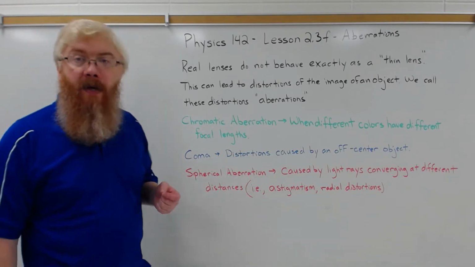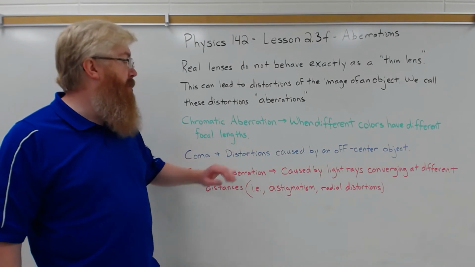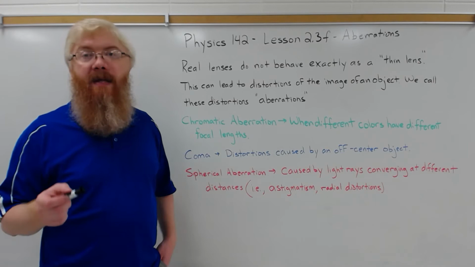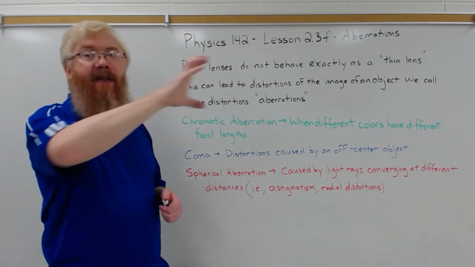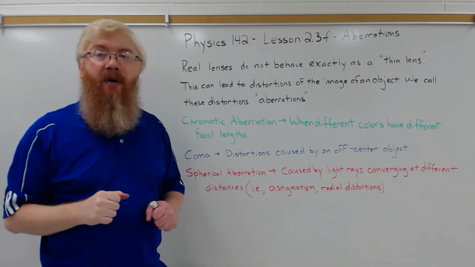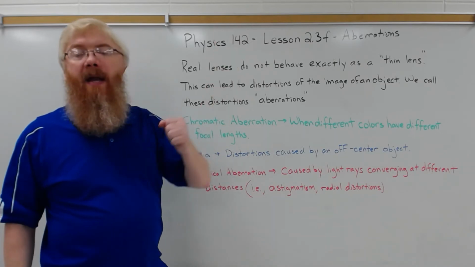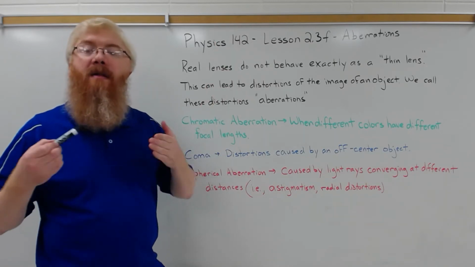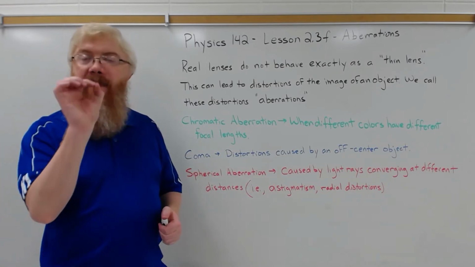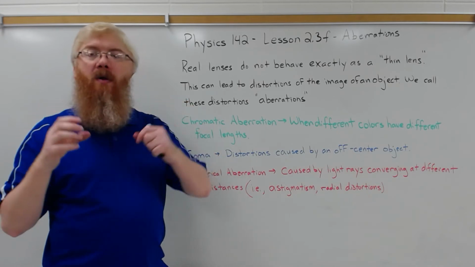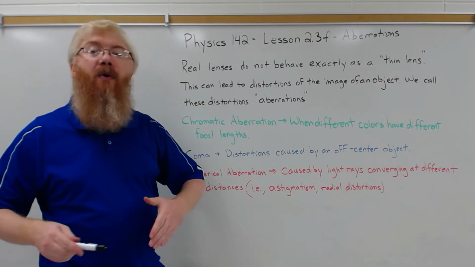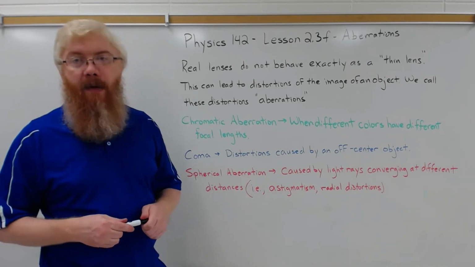There's coma. Coma is just an aberration or distortion caused by an off-center object. We've assumed to this point that the object we're looking at is on the optical axis and then focuses an image on the optical axis. But the further you get from that optical axis, the more the lens can cause this distortion, or coma, which basically makes, rather than having a focal point, a focal shape, sort of a teardrop shape coming out from the main focal point. So it can create blurring or distortion of the images.